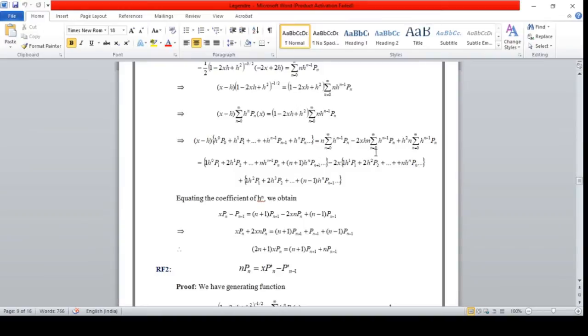Here put n = 0, which means the first term will be 0. So here put n = 1, and in the third series again n = 0 to infinity. This is the third series. This is the left hand side and this is the right hand side. Equating the coefficient of h^n on both sides. So, come back to the first side.